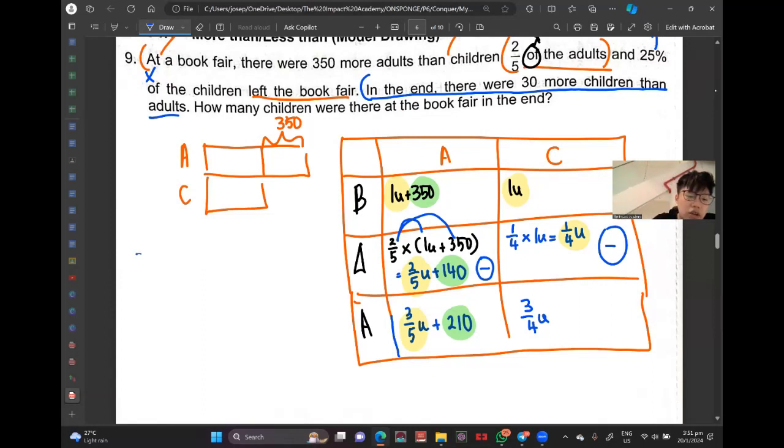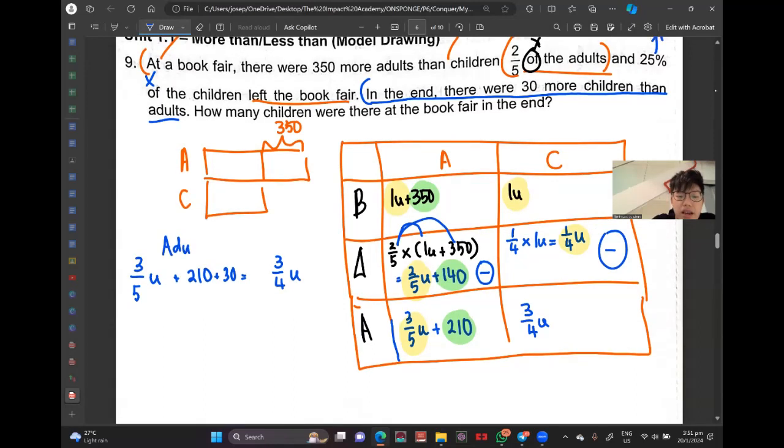So we are just going to write out the equation first. 3/5 units plus 210, leave some space for adults, equals 3/4 units. And since we know children is more, we are just going to add 30 to adults. I always give to the person who has less. Am I making sense here? Okay, so that's what I will get. The equation makes sense. It's balanced. Do you understand?